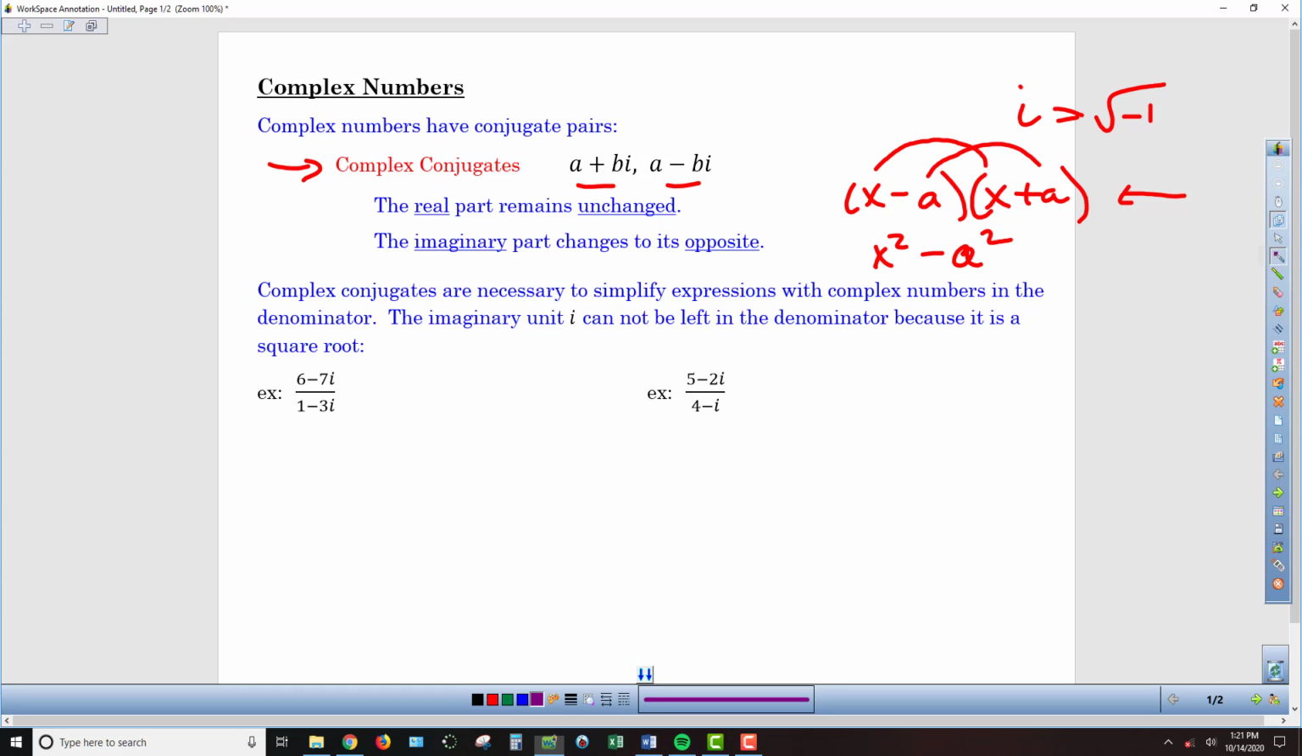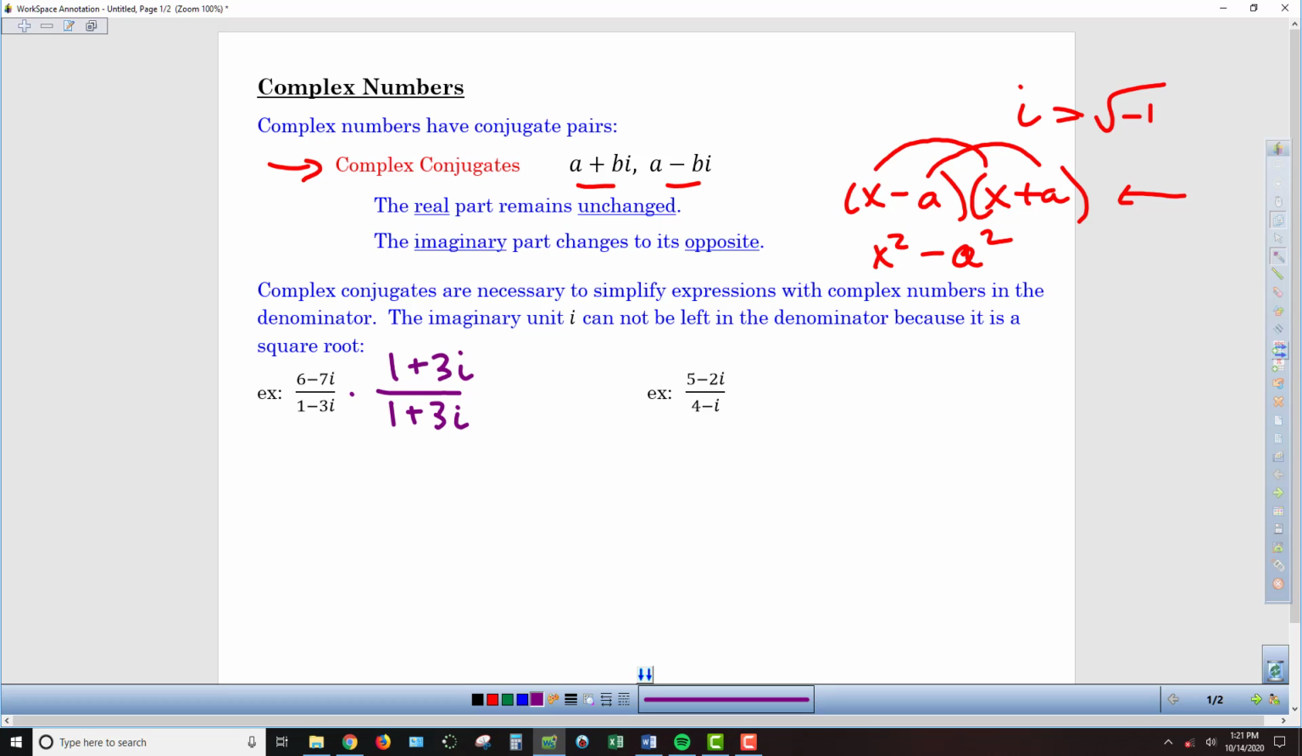So let me clear out these arrows here, then we can get to work. What we're going to do is multiply both the top and the bottom by the conjugate of the denominator. In this case, if I have 1 minus 3i, the conjugate is going to be 1 plus 3i. And I have to do the same thing to both the top and the bottom of the expression, because otherwise I would be changing the value of the expression. I'm just trying to change how it looks. I'm not trying to change what its value is.